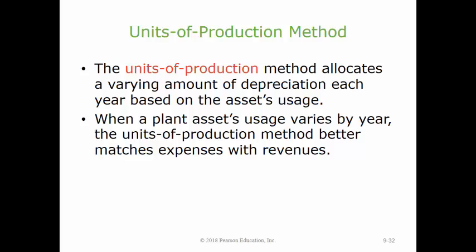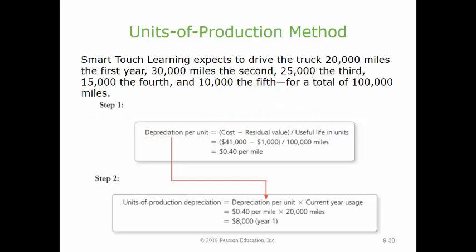Continuing with the truck example, the truck is estimated to be driven 20,000 miles the first year, 30,000 the second, 25,000 the third, 15,000 the fourth, and 10,000 the fifth, for a total useful life of 100,000 miles. The first step is to compute the depreciation per unit of use. In this case, the asset is expected to have a useful life of 100,000 miles. The depreciable cost of the truck is $40,000. So the truck will be depreciated 40 cents per mile for every mile driven.